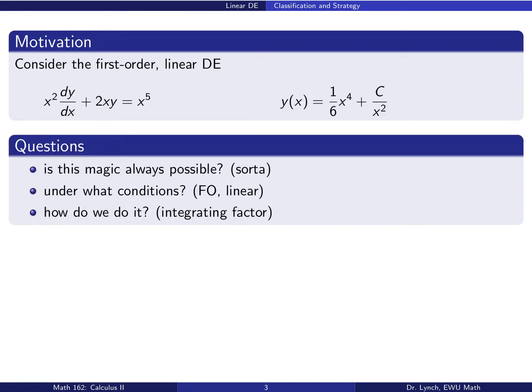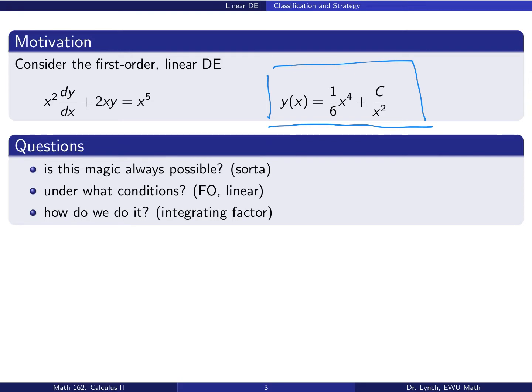Okay, so here's that explicit family of solutions again. y of x equals 1/6 x to the fourth plus c over x squared. And we know it's an explicit solution because y is explicitly a function of x. And we know it's a family of solutions because it's true for any value of this arbitrary constant c.